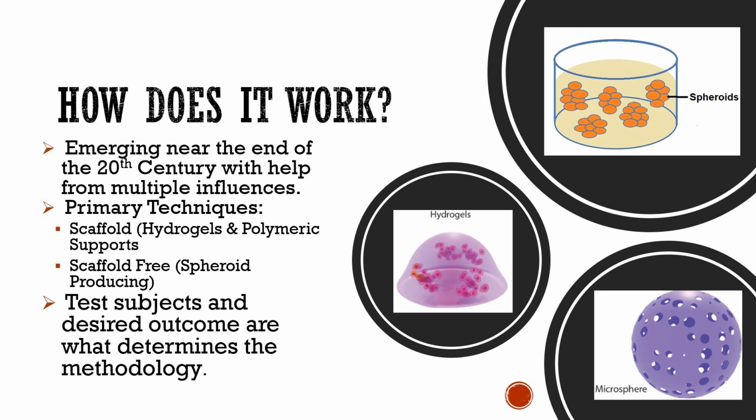With the scaffold-free method, cells are allowed to form non-adherent aggregates known as spheroids. This allows the cells to secrete their own extracellular matrix just as they would in vivo, for example. The choice of technique to use in 3D culturing is largely dependent on the cell line and origin, as well as the study's end objective.